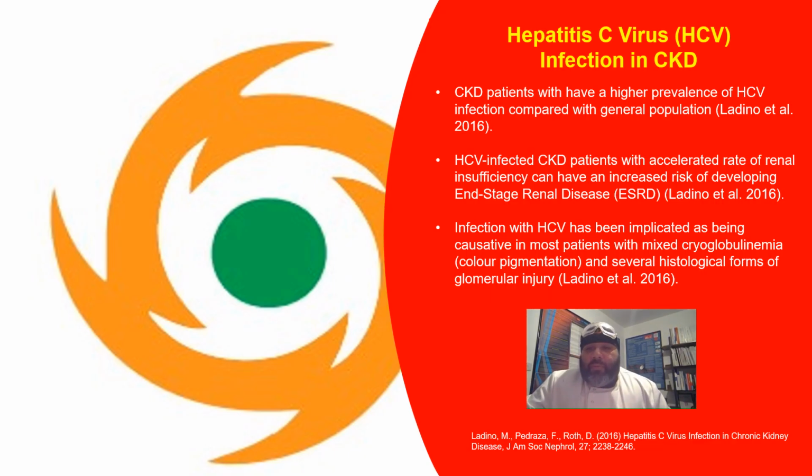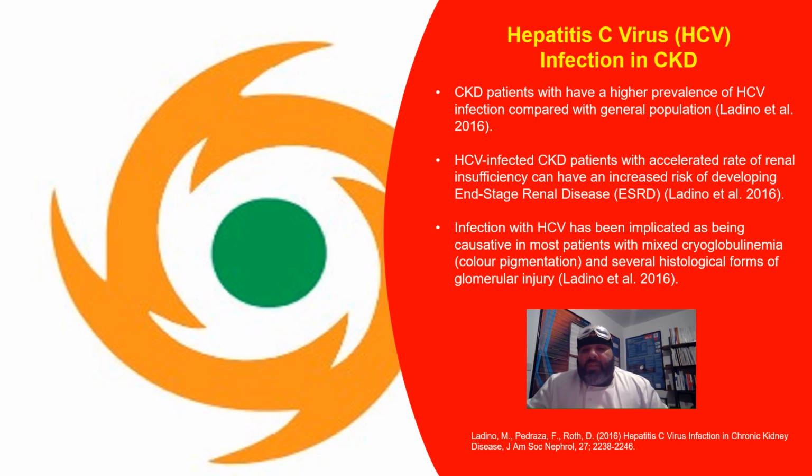So to begin with, I'm going to talk a little bit about hepatitis C virus, or HCV infection in chronic kidney disease, or CKD. So CKD patients can have a higher prevalence of HCV infection compared with the general population, and HCV-infected CKD patients have an accelerated rate of renal function decline, and an increased risk of progressing into end-stage renal disease, or ESRD.